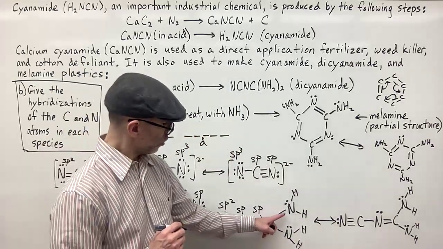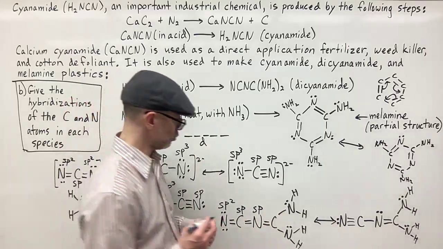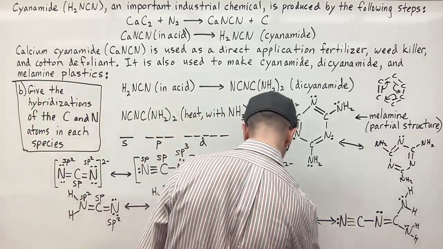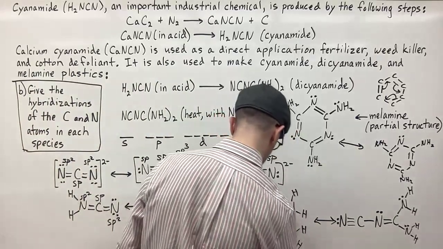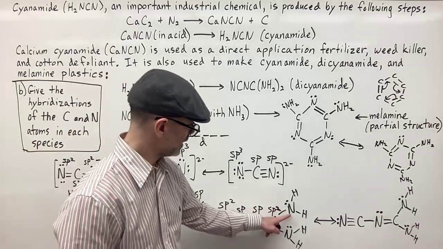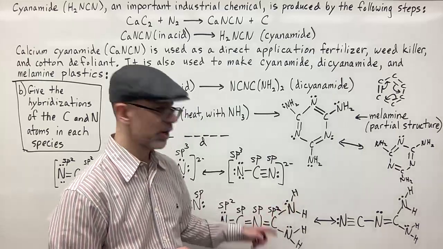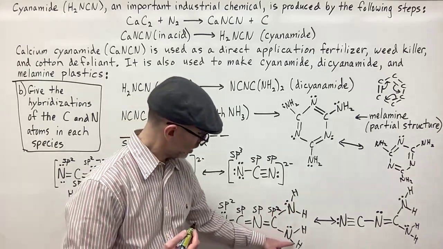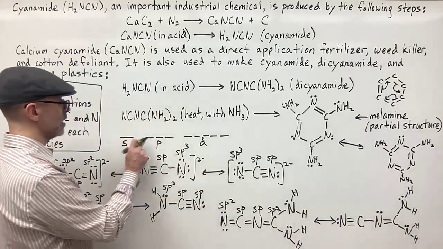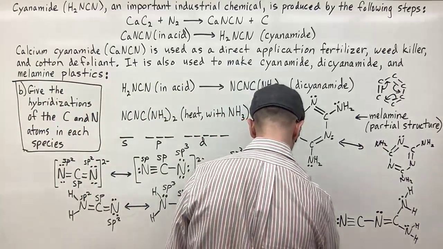This carbon has 2 single bonds, 1 double bond. That's 3 total electron groups. That's going to be s, p, p, so sp2. So sp2 for that carbon. And these nitrogens are exactly the same. I have 3 single bonds, 1 lone pair. That's 4 total. So that's going to be s, p, p, p. So sp3 hybridized. So this is sp3 hybridized.